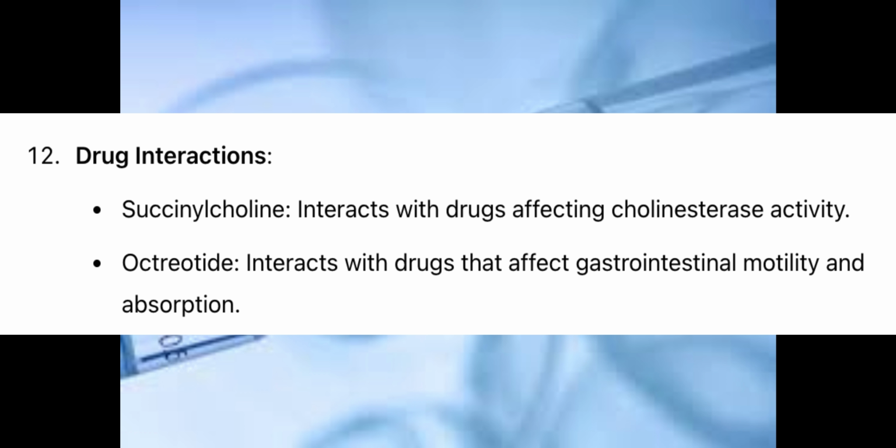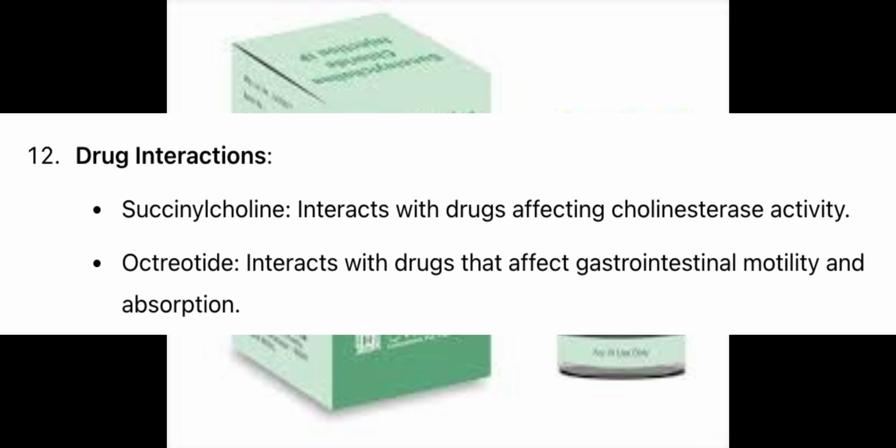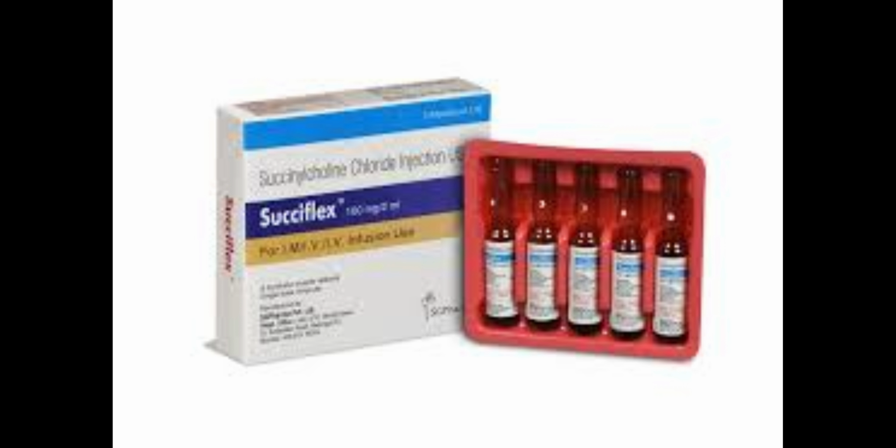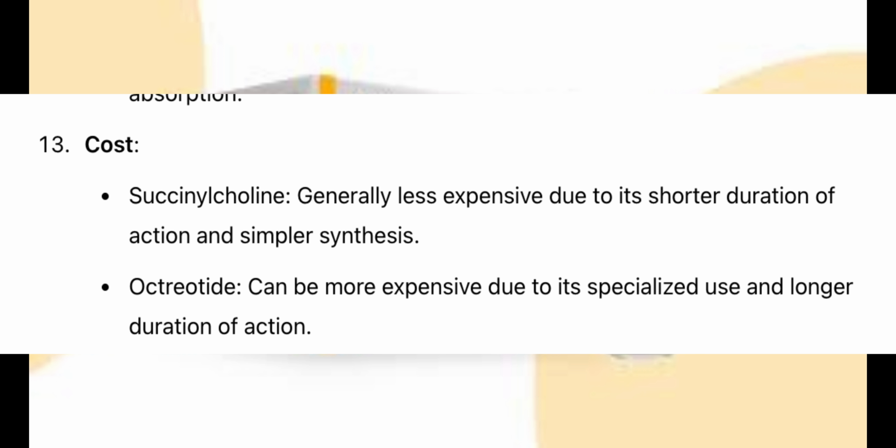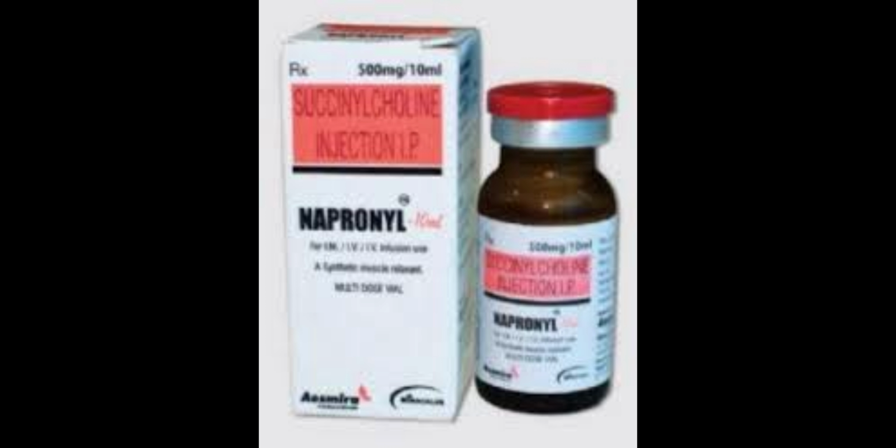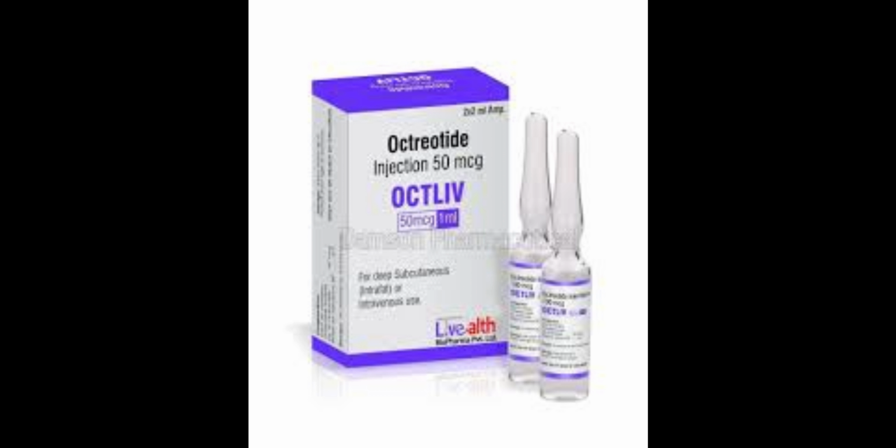12. Drug interactions: succinylcholine interacts with drugs affecting cholinesterase activity. Octreotide interacts with drugs that affect gastrointestinal motility and absorption. 13. Cost: succinylcholine, generally less expensive due to its shorter duration of action and simpler synthesis. Octreotide can be more expensive due to its specialized use and longer duration of action.